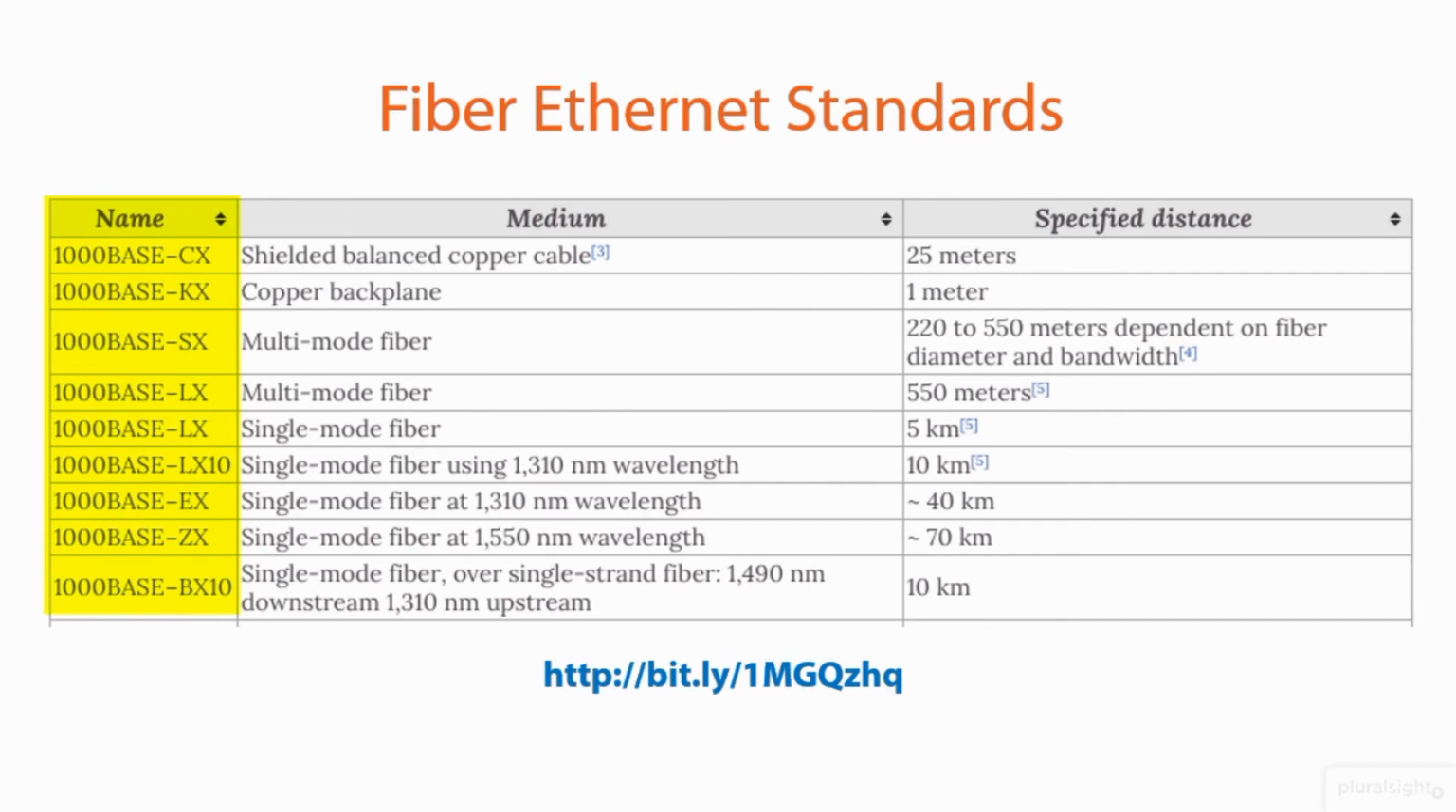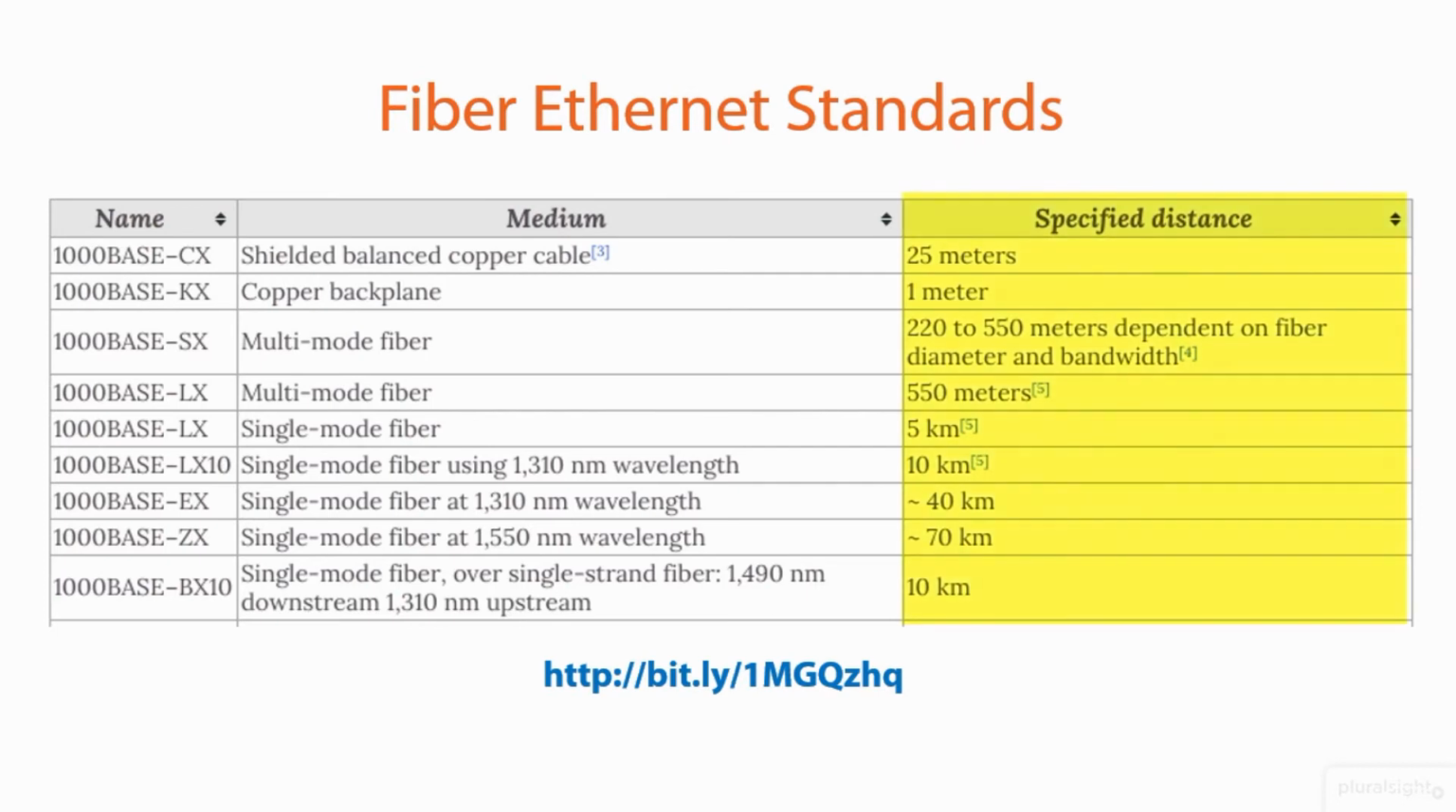Notice that the speeds are all gigabit or higher. Base again refers to using the entire communications channel instead of multiple channels. And then you have CX, KX, SX, LX, depending upon whether it's single mode or multi-mode. Rather than get too into the memorization, look for trends, please.